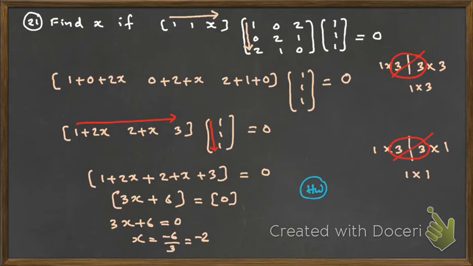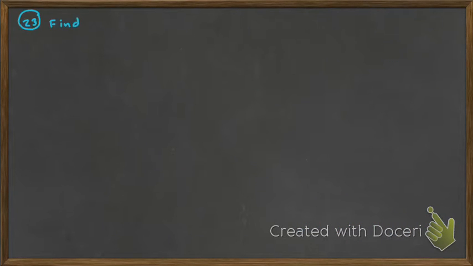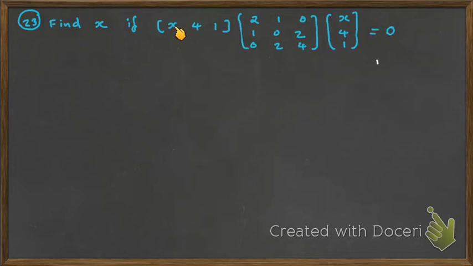So that's your answer, and you have a question for you to try on your own. So you should pause the video, copy the question, and do it yourself. So you have another question here. Find x if [x 4 1] into that matrix over there into [x; 4; 1] is equal to 0. So the product of three matrices is equal to 0 is what I have there.